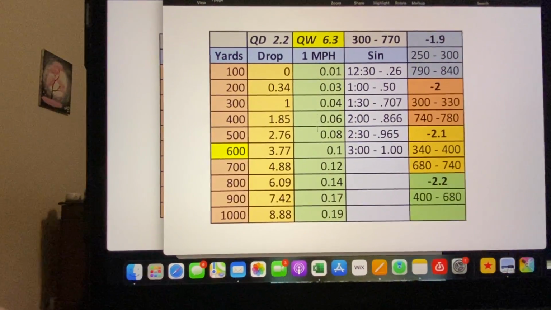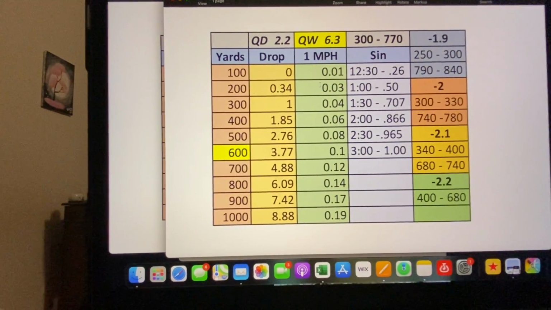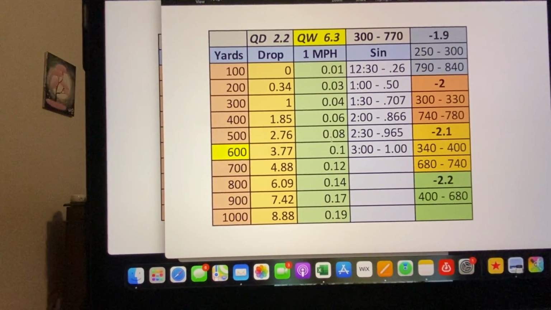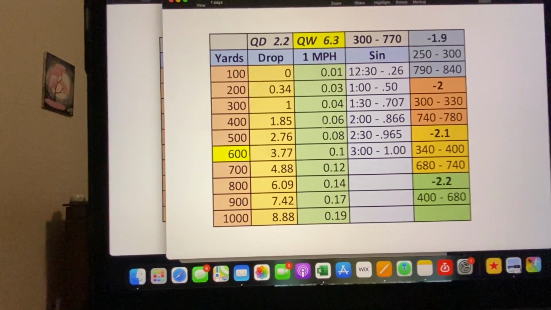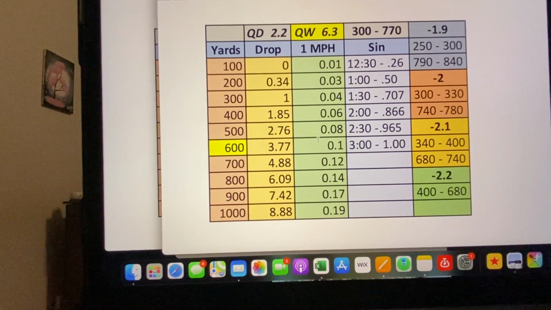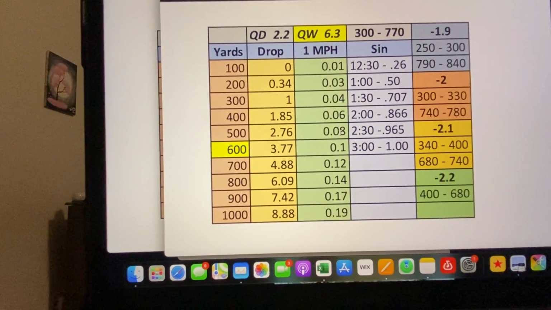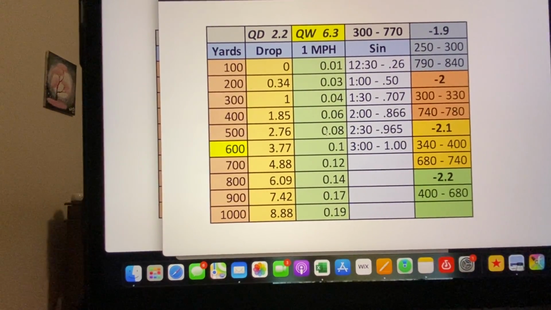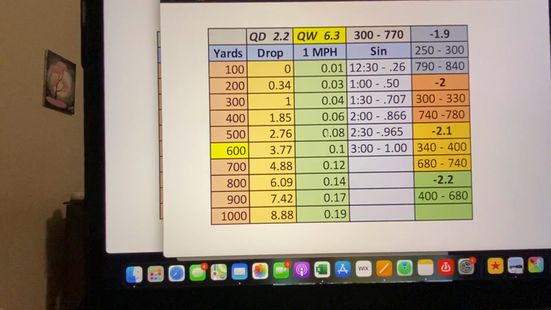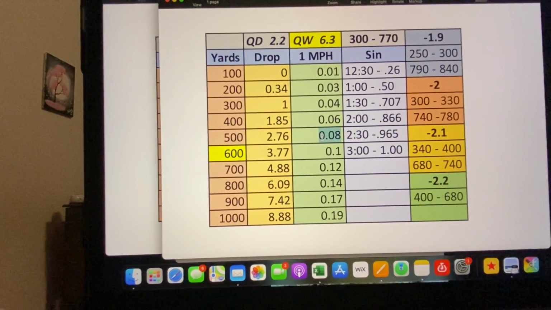Let's see, where else are we at? So that's our 1 mile an hour wind. Obviously, if we're going to do 10 mile an hour, we move our decimal over one place. That gives us 0.8. So all of these are 1 and 10 mile an hour. If we're going to do 20 miles an hour, we just move it over, that gives us 0.8, and then we double it. So 16, which gives us 1.6 mil. So at 500 yards with a 20 mile an hour wind, I've got a 1.6 mil hold. So it works extremely well and extremely fast, just that quick.